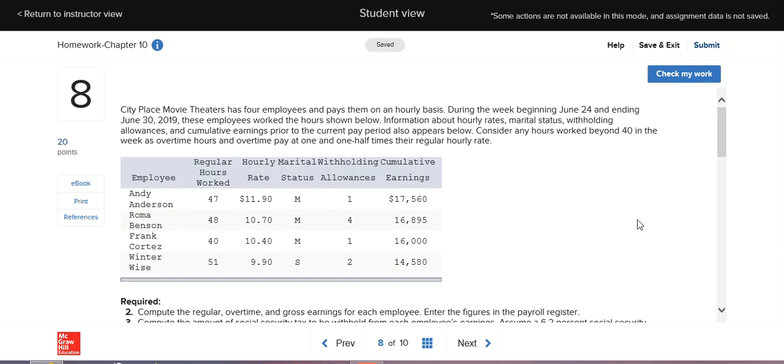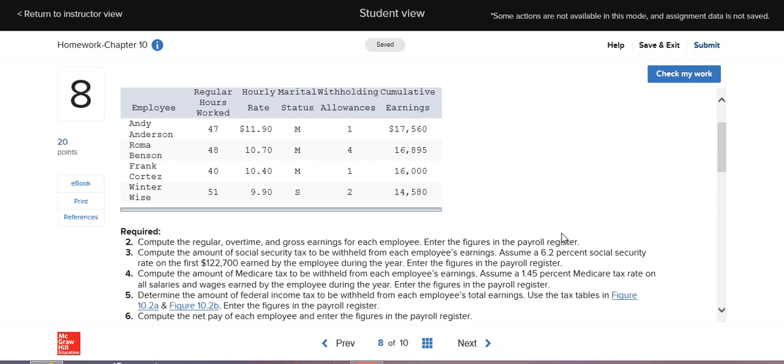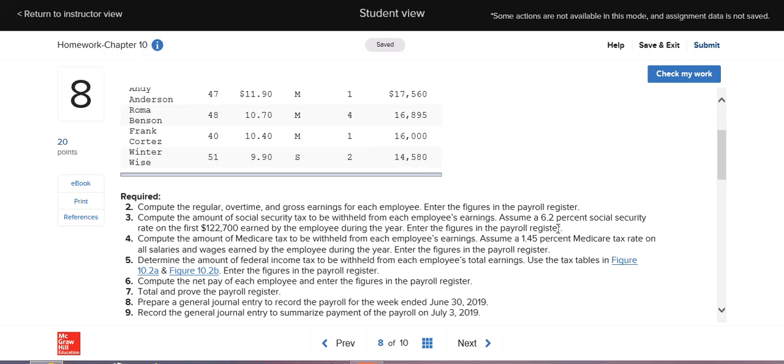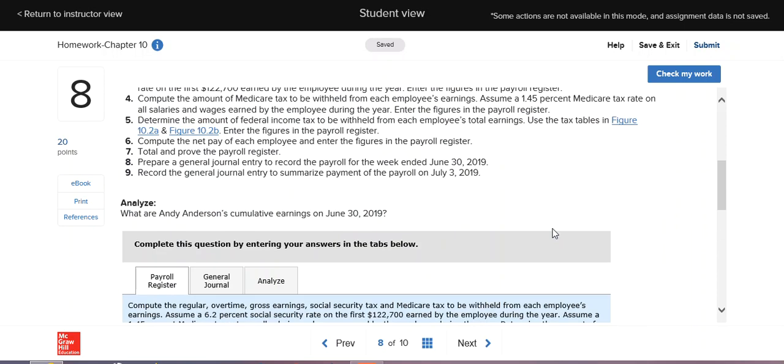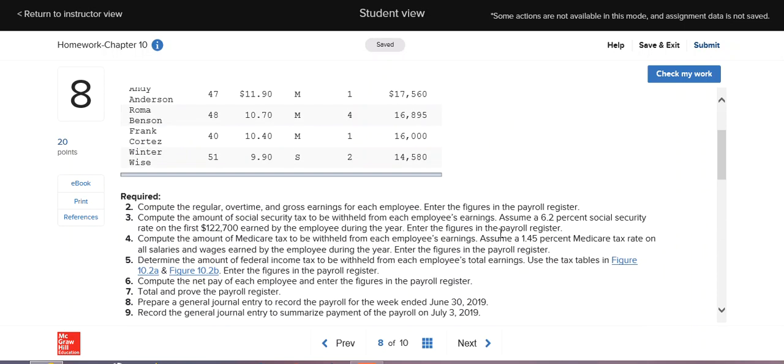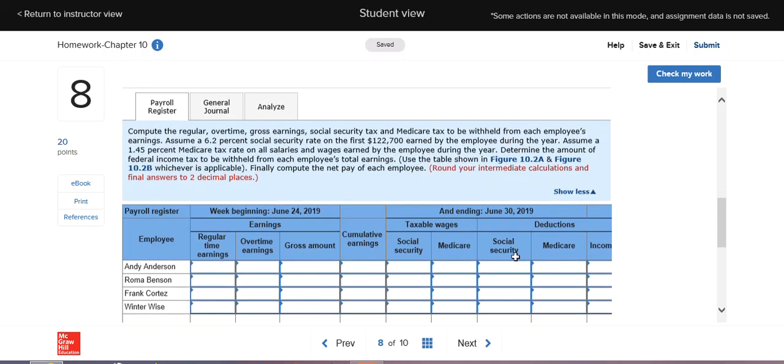This one says City Place Movie Theaters has 4 employees, pays them on an hourly basis. They've got some hours shown below, and all of this information we have to have for withholding allowances, cumulative earnings, blah blah blah. So it says we have several requirements. I'm a bit puzzled as to why it starts with requirement 2, but whatever. So we'll compute the regular overtime and gross earnings and put those in the payroll register. We're computing the taxes, blah, blah, blah. So we're not going to do everybody, but I'll show you just how to go through this process. So here's our payroll register.